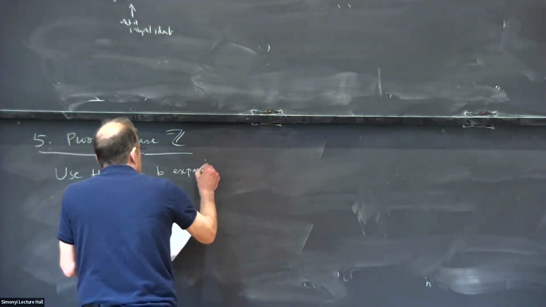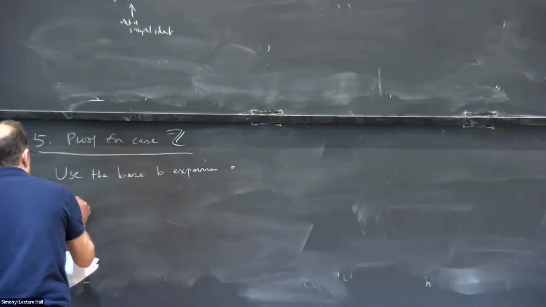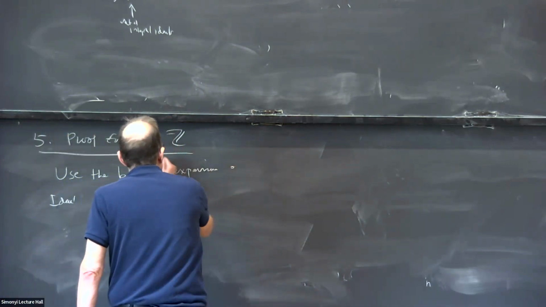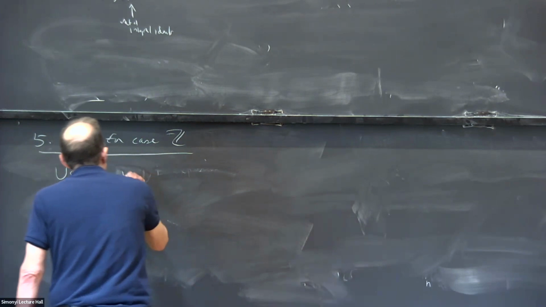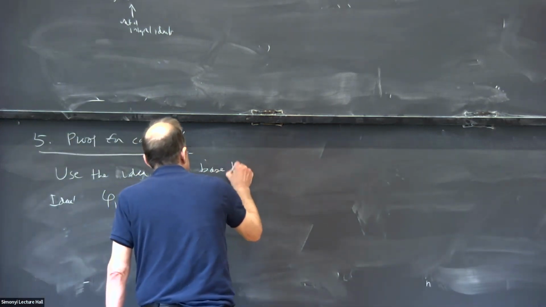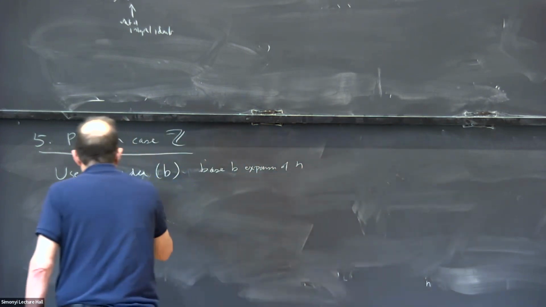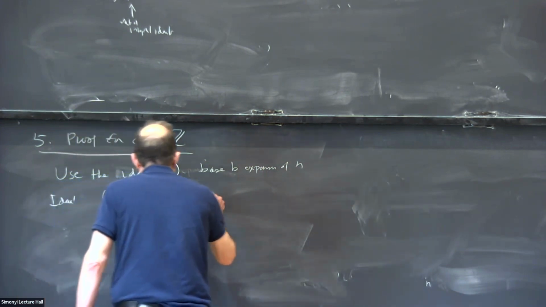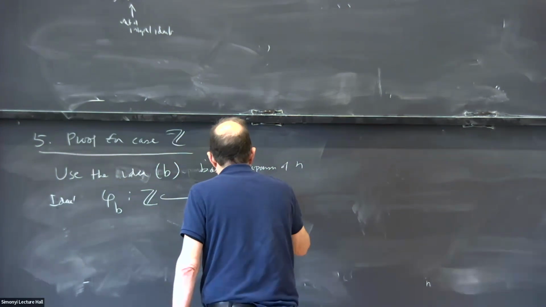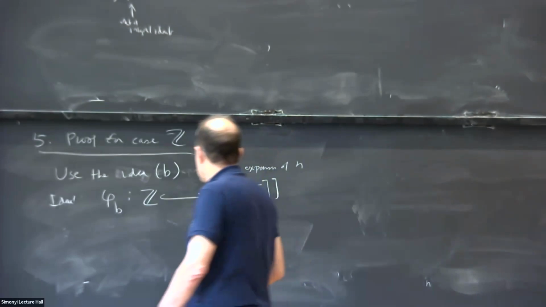So I'm going to use the base P expansion. The idea is we are going to make a map. We have the ideal B, which is composite, and we want to look at the base B expansion of N. And then we are going to define a map phi B that will map Z into the formal power series ring Z double bracket of T, by using the base P digits.